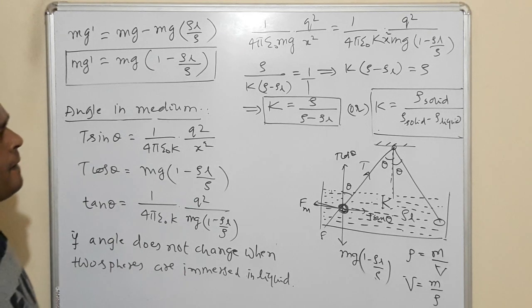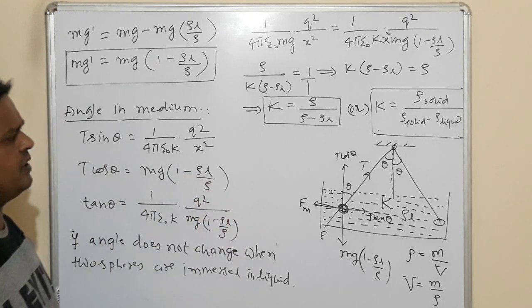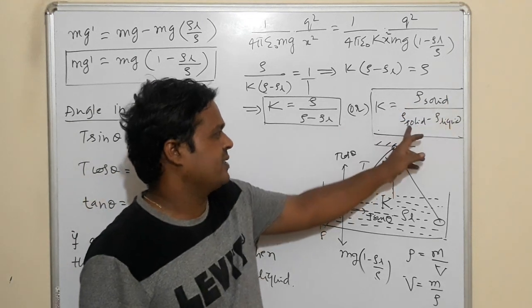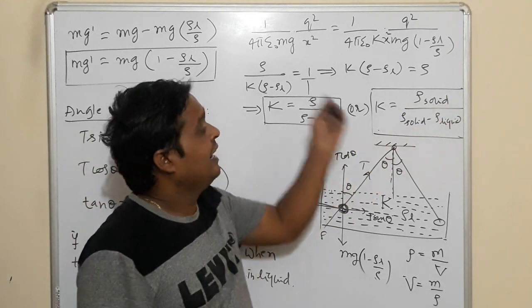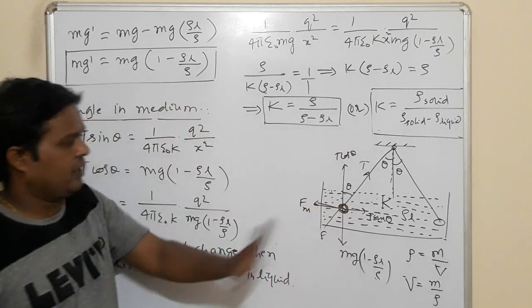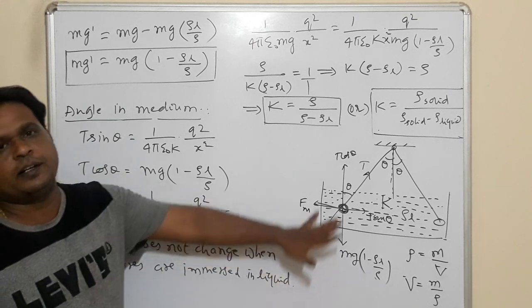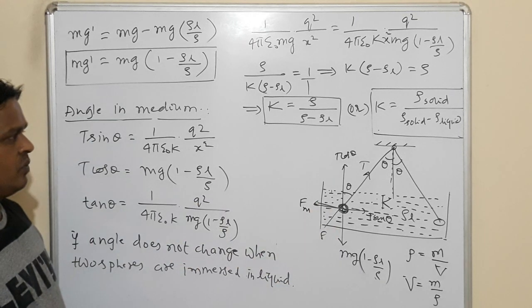Okay. Once it was asked in a previous question, it is given that the density of the solid will be mentioned and the density of the liquid will be mentioned, and it is also mentioned in the question that the angle does not change. Calculate the dielectric constant of that liquid.